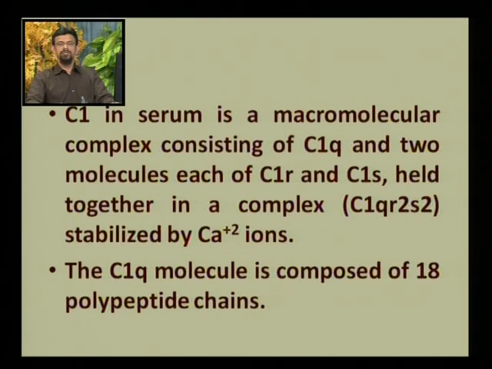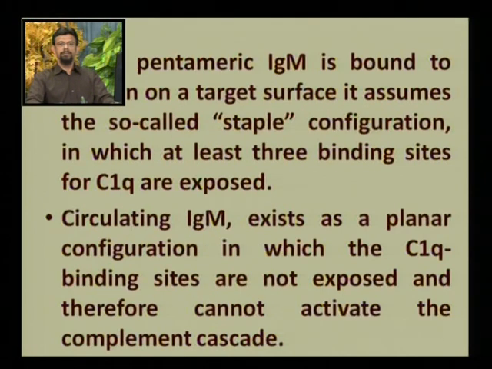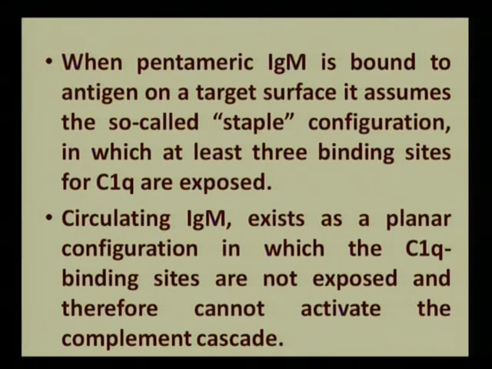The 6 you see as finger-like projections, and each is made up of 3 polypeptide chains. That makes the 18. The pentameric IgM is bound to the antigen on the target surface, and it assumes the so-called staple configuration. We will see this staple configuration in a moment. In this configuration, at least 3 binding sites for C1q are exposed. When IgM is interacting in this antigen-antibody complex, the IgM assumes a staple configuration, that is, staple-like.